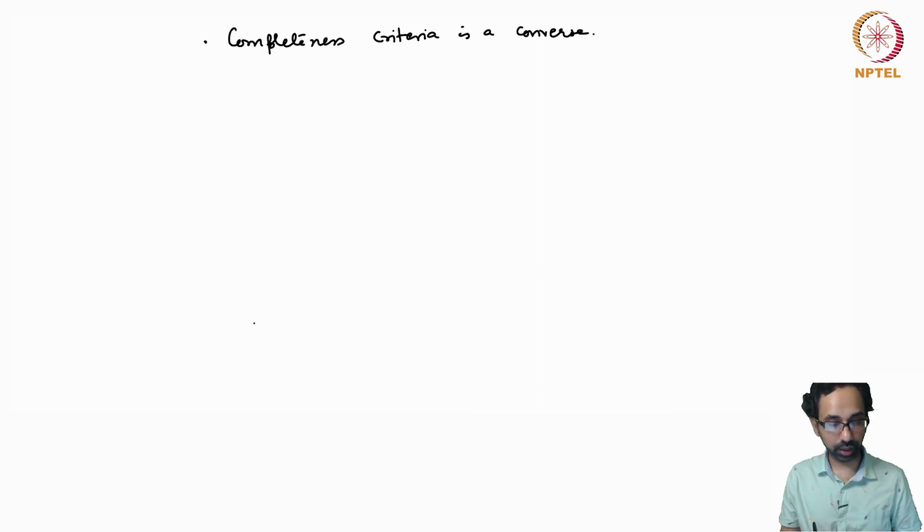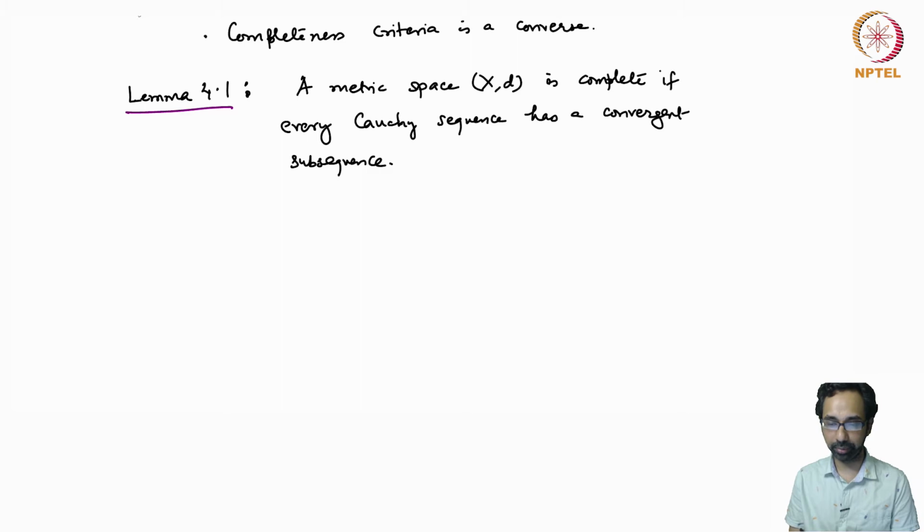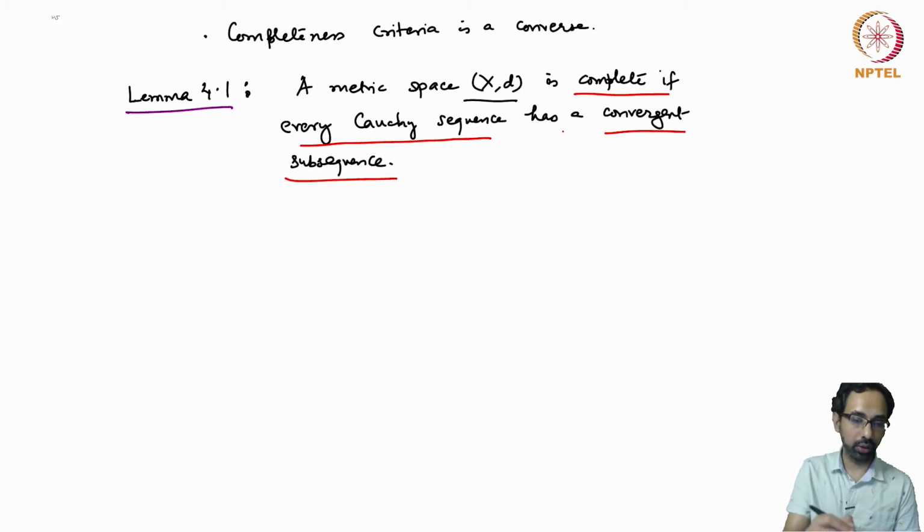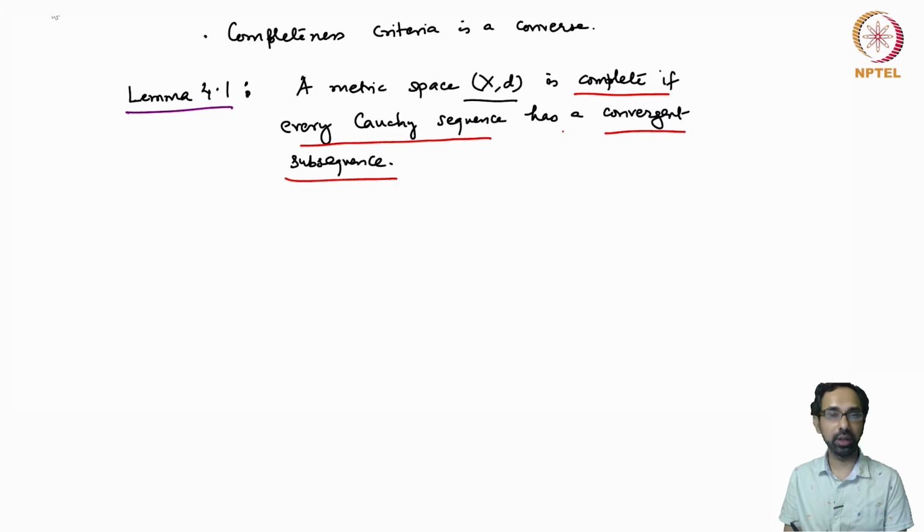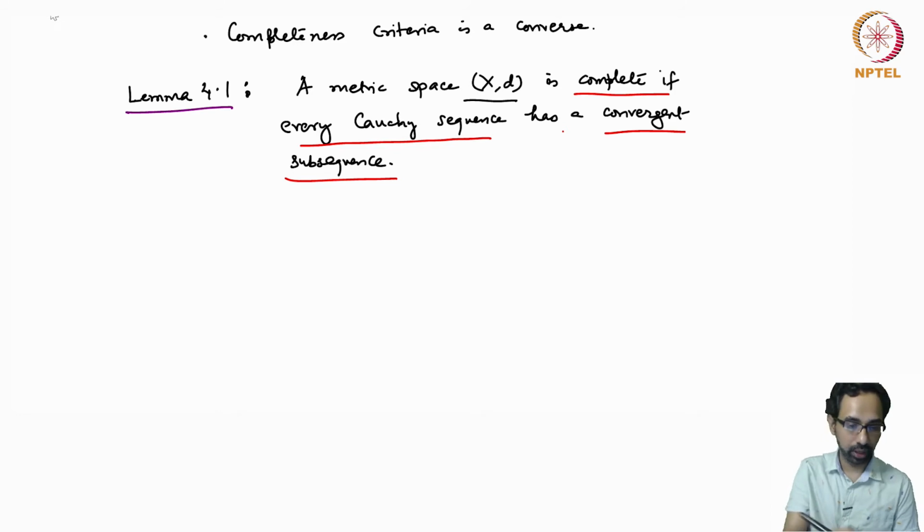So before we see some examples of complete metric spaces, let me give a preliminary lemma which gives a sufficient condition for completeness of a metric space. And now we give a sufficient criterion for a metric space to be complete, and this is this lemma here, which says that a metric space (X, d) is complete if every Cauchy sequence has a convergent subsequence. So it is enough for every Cauchy sequence to have a convergent subsequence to claim that every Cauchy sequence converges. So let us look at the proof for this lemma.